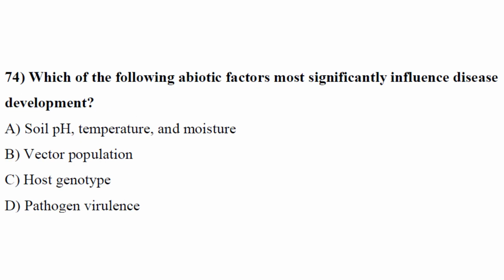74. Which of the following abiotic factors most significantly influence disease development? A. Soil pH, temperature, and moisture. B. Vector population. C. Host genotype. D. Pathogen virulence. Answer: A. Soil pH, temperature, and moisture.